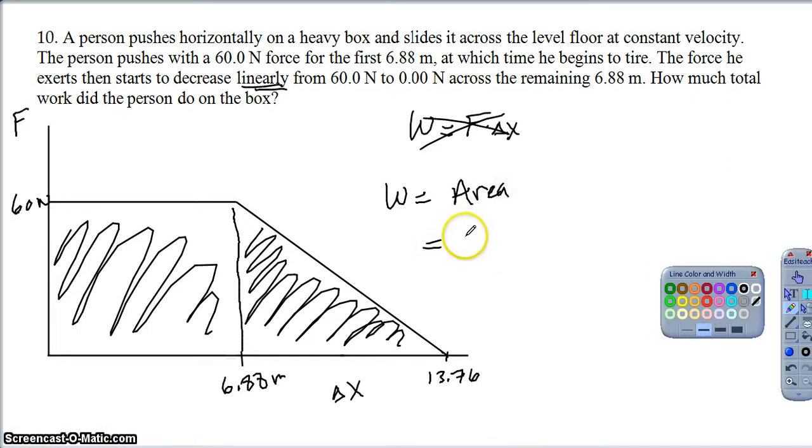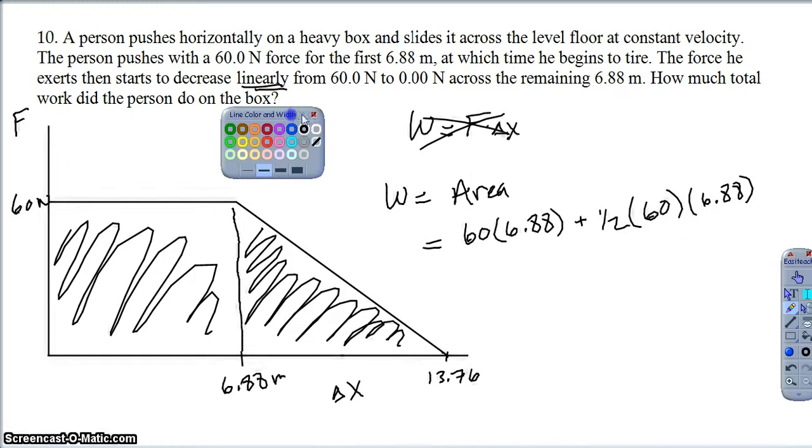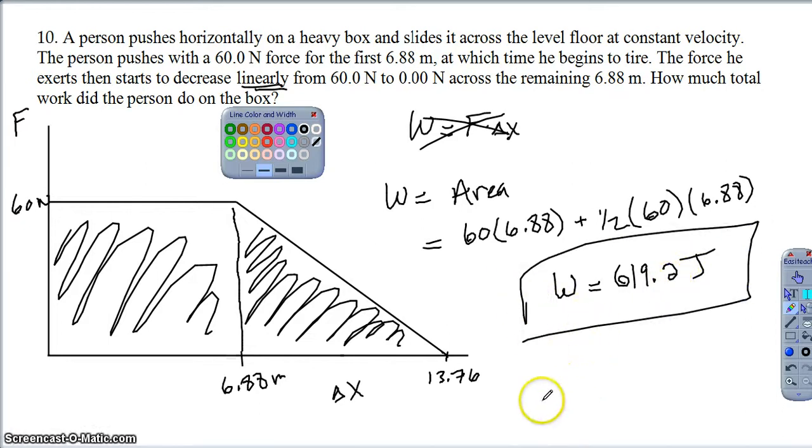So again, there's kind of two stages here. There's a stage where we do 60 times 6.88 for the constant force, and then there's a stage where I do plus 1/2 times my 60, because it's the area of the triangle, times 6.88 again. So it's 60 times 6.88 plus another half of what that was. When we calculate that, we end up getting about 619.2. Obviously, you could round that off a little bit if you prefer, but 619.2 joules. That's how much work we've done. Again, the easiest approach, just think about it in terms of area underneath the curve. Anytime you have a force that is not constant, be thinking area and or integration.